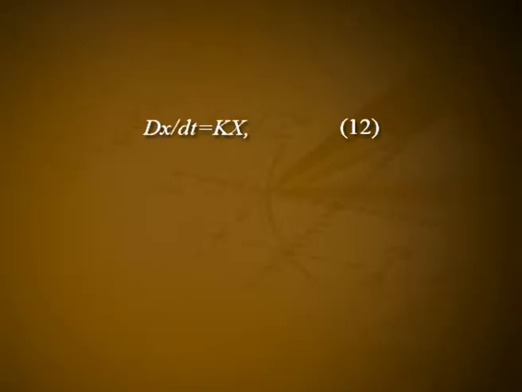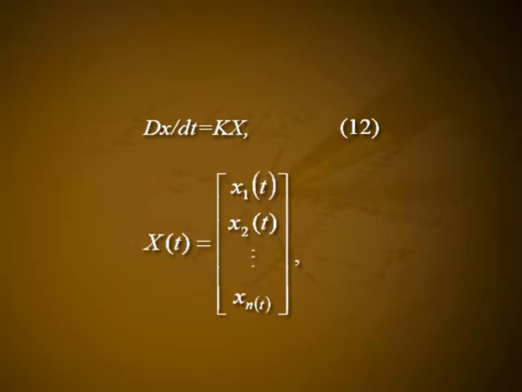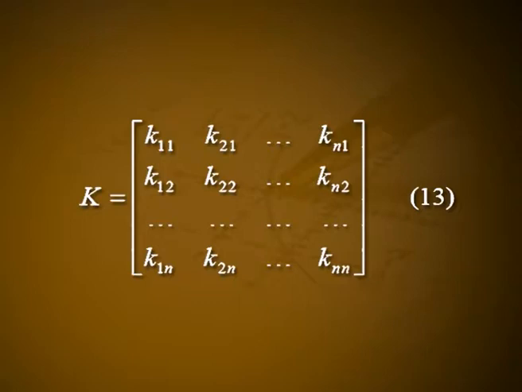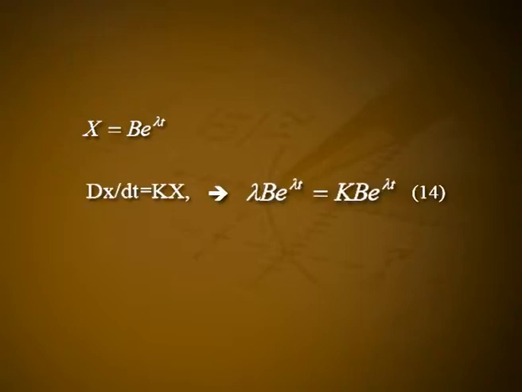In matrix notation, we have dx by dt is equal to K x, where x(t) is the column matrix x_1(t), x_2(t), up to x_n(t), and K is the matrix with rows k_11, k_21 up to k_n1, then k_12, k_22 up to k_n2, and so on up to k_1n, k_2n up to k_nn. If x equal to b e raised to lambda t, where b is a column matrix, equation 12 gives lambda b e raised to lambda t is equal to K b e raised to lambda t.